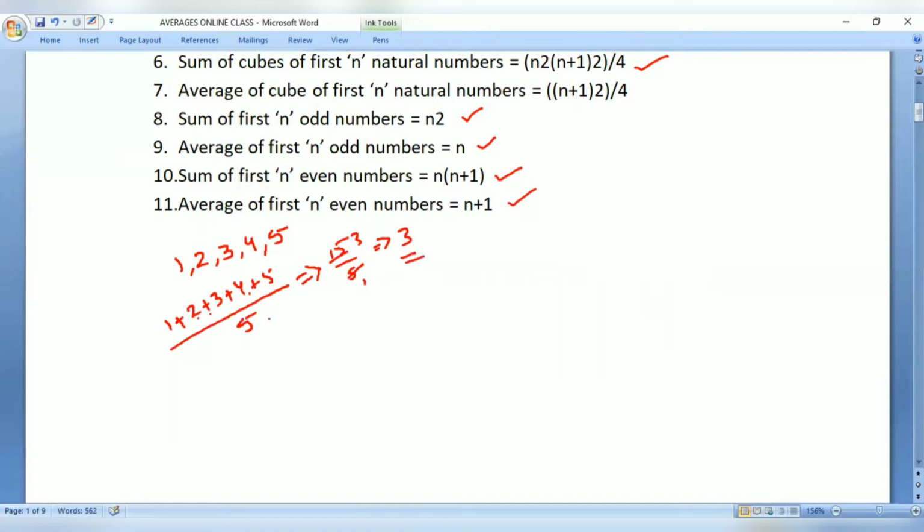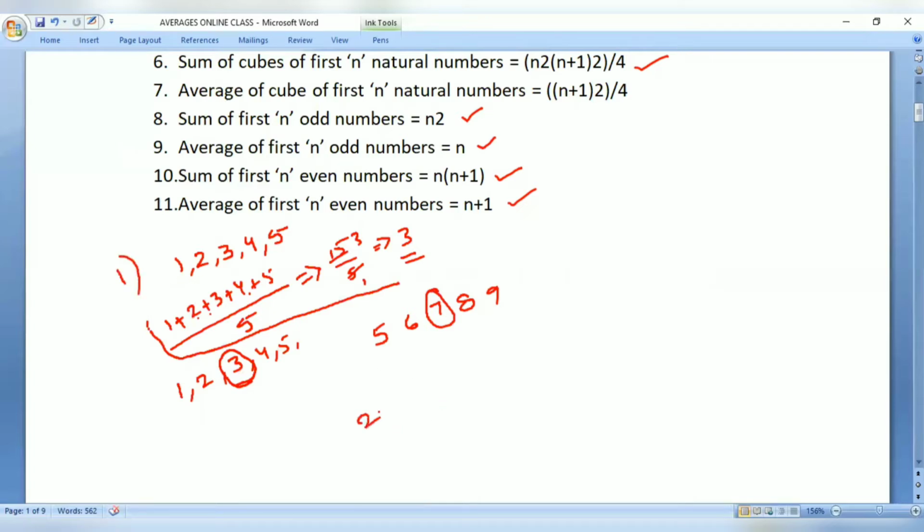So the answer is 3. Now, instead of calculating, you can directly say, whenever you are asked to calculate the average of consecutive numbers, for example, 1, 2, 3, 4, 5, in this case, always pick the middle value as the average. You need not compute all these things. You can straight away say 3. If you are asked to calculate, say, 5, 6, 7, 8, 9, then the average becomes 7. Directly we can say.